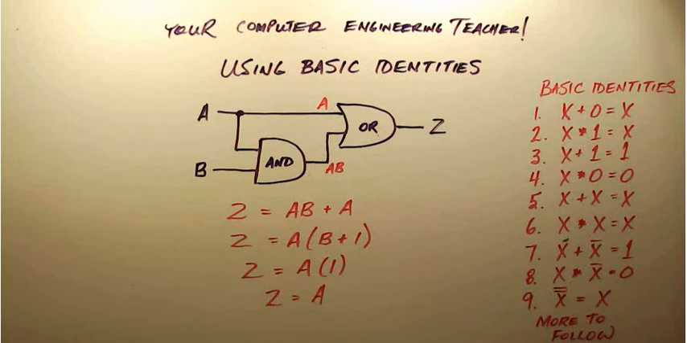So really what we've determined here is that even though we have this circuit here, it reduces down to simply the circuit where whatever A is, that will be the output Z. So we can simplify circuits using the basic identities to come up with the simplest circuit possible.